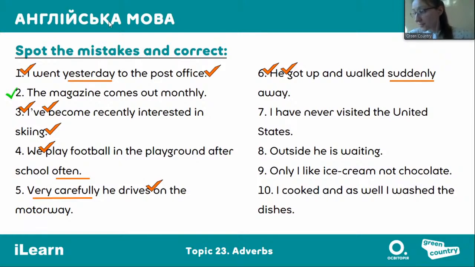Is it correct or not? Давайте ще одне правильне речення хоча б знайдемо. I have never visited the United States. Is it correct or not? Correct. Hooray. Okay, number 8. Outside he's waiting. So, where is an adverb? Знайдемо спочатку. We have an adverb of place. Да, де? Where? Outside. Outside he's waiting.